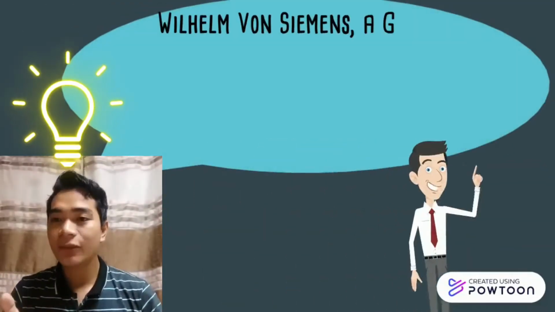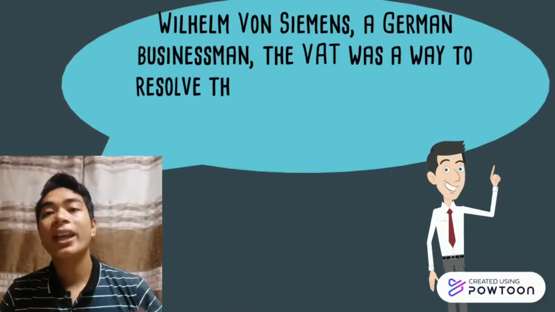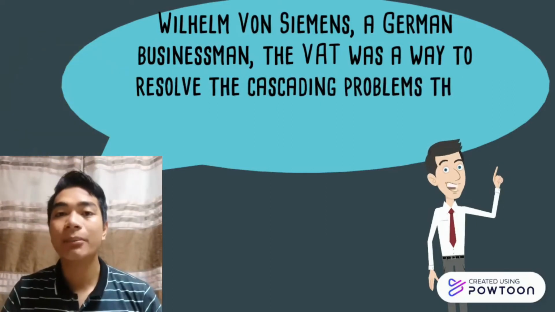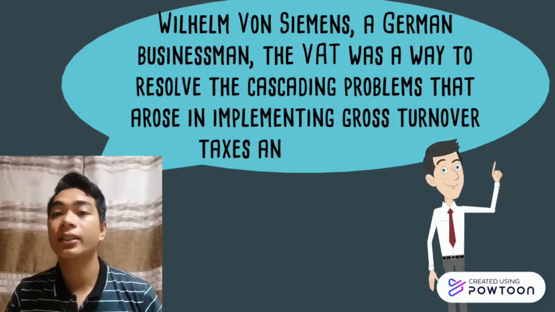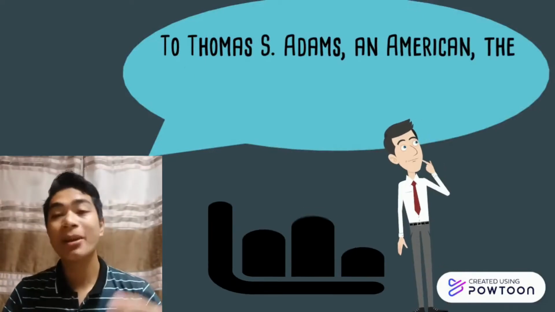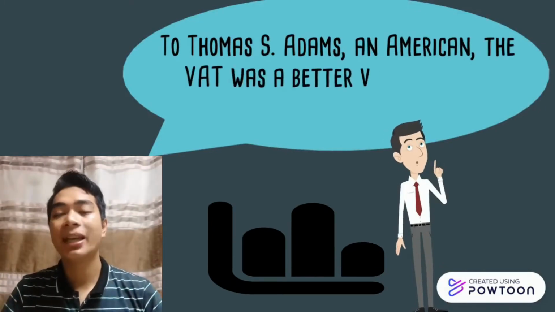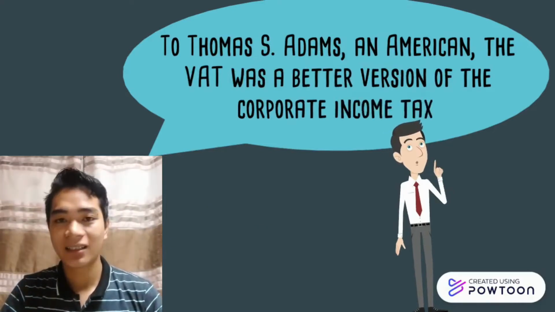According to Wilhelm von Siemens, a German businessman, the VAT was a way to resolve the cascading problems that arose in implementing gross turnover and sales taxes. While according to Thomas S. Adams, an American, the VAT was a better version of the corporate income tax.